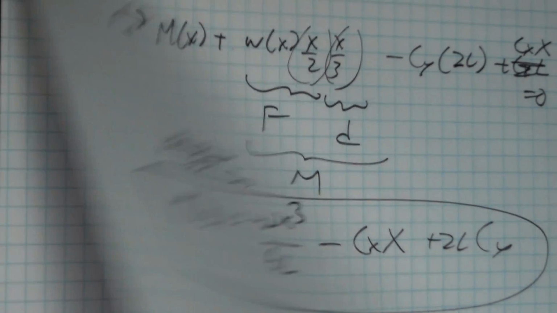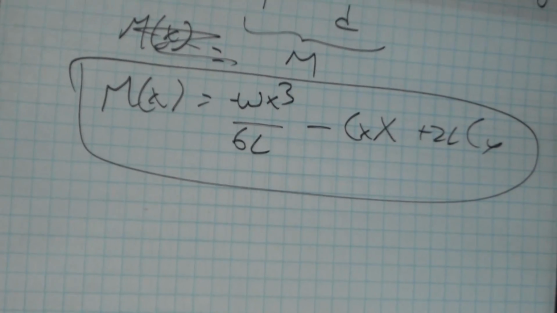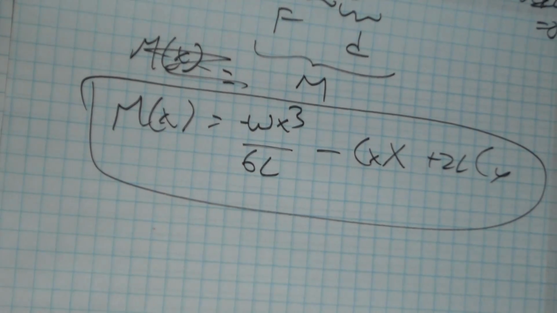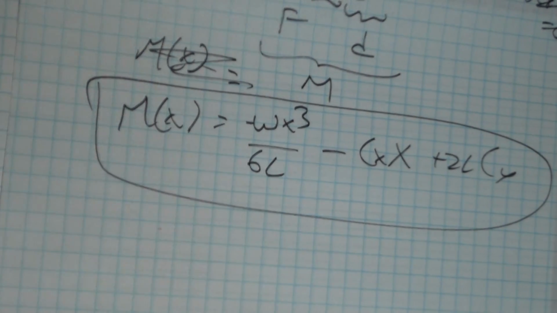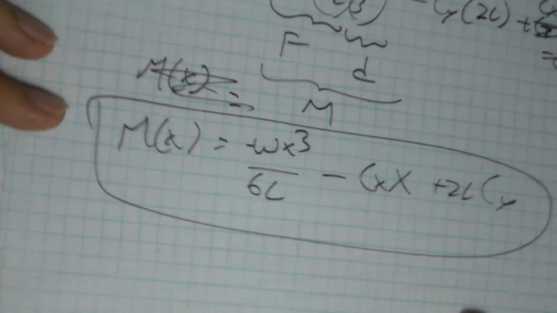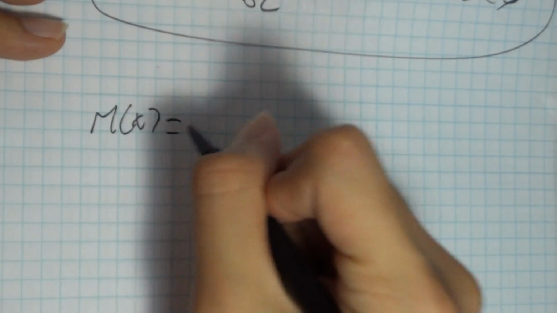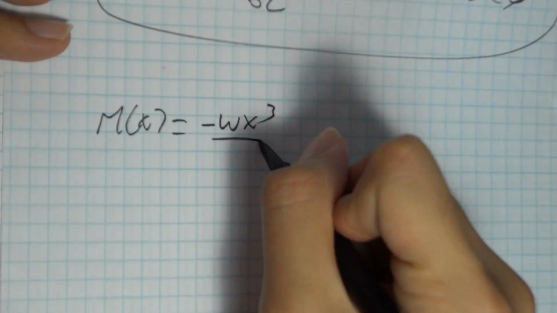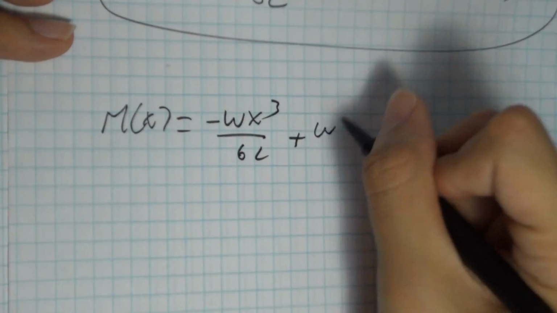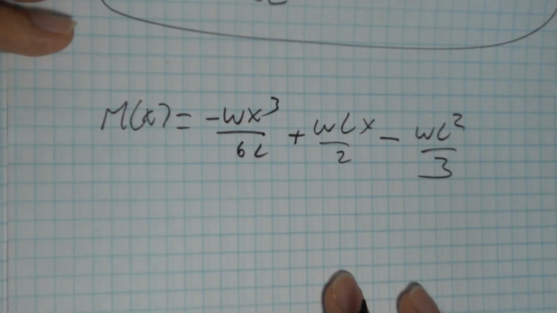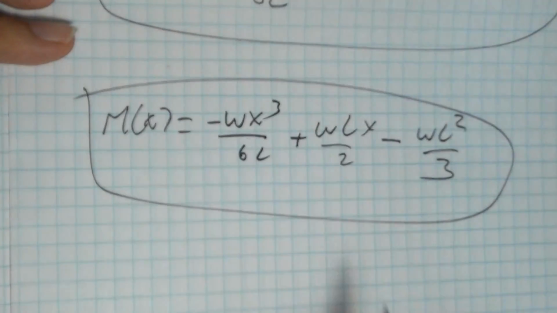Okay, so this moment diagram looks a little bit more complicated than the one that I had before. These moment equations. And let me see if I can simplify this even more. I forgot to plug in values for the reactions here. But I end up getting M of x equals negative Wx cubed on 6L plus WLx on 2 minus WL squared on 3. And this is my simplified moment equation.